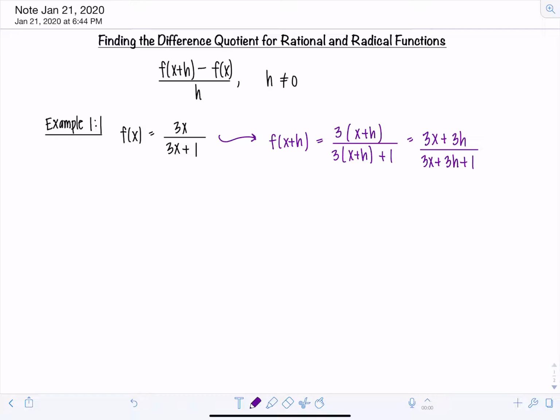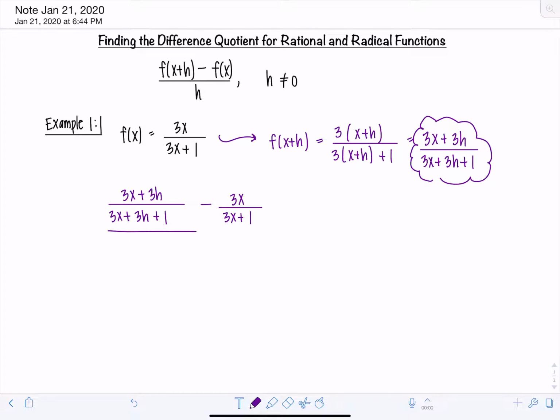Okay, great. Now let's put it all together. So in the numerator, we need to have f of x plus h, which we just found right here. So that's going to be 3x plus 3h over 3x plus 3h plus 1 minus f of x, our original function, which is 3x over 3x plus 1. And then this whole expression is divided by h. Okay? So now it's up to us to clean things up. And keep in mind your goal is to cancel out this h in the denominator. That lets you know that you're basically done simplifying.